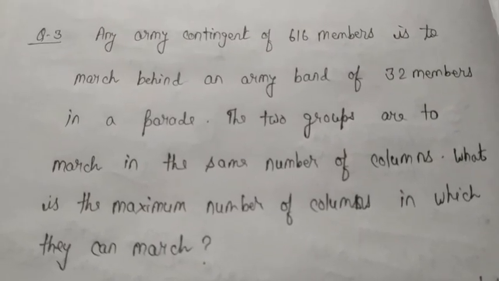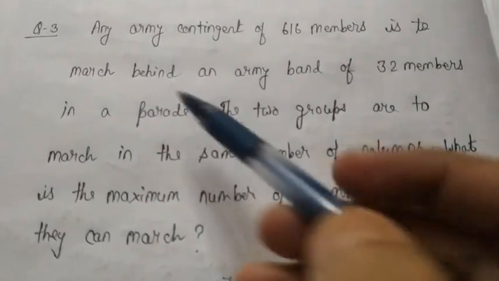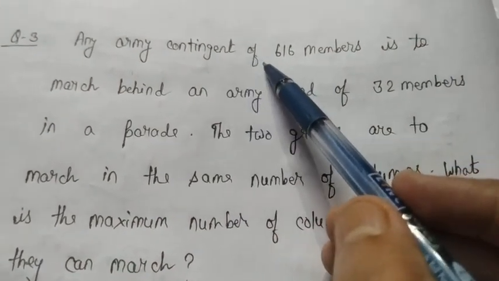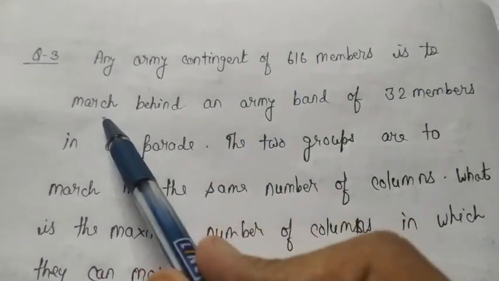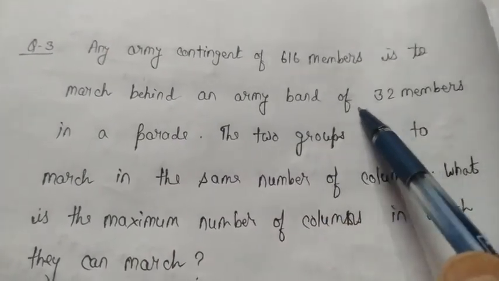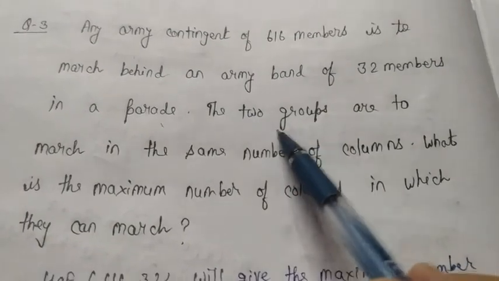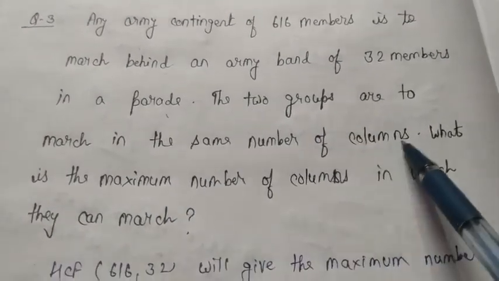Now come to question number 3. Now see, an army contingent of 616 members is to be marched behind an army band of 32 members in a parade. The two groups are to be marched in the same number of columns.